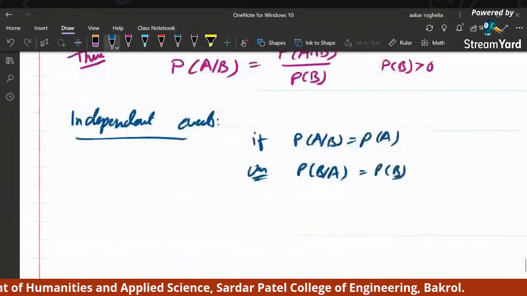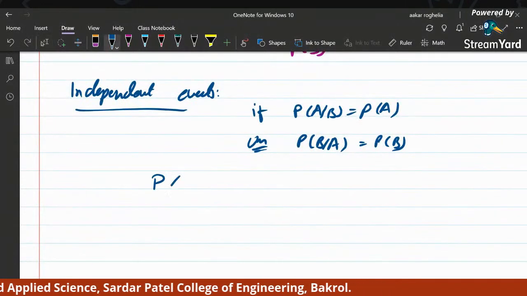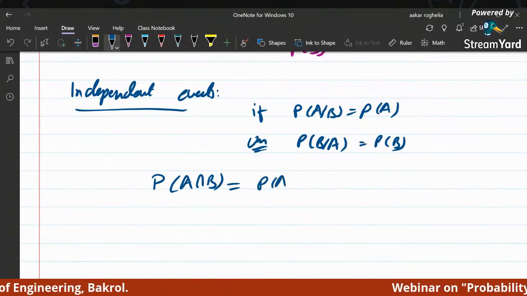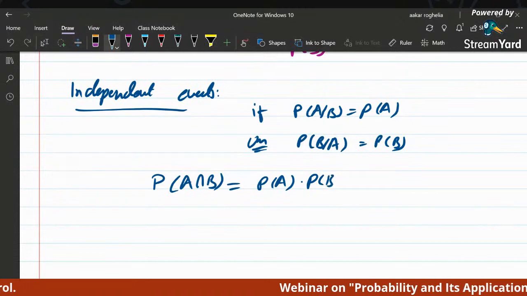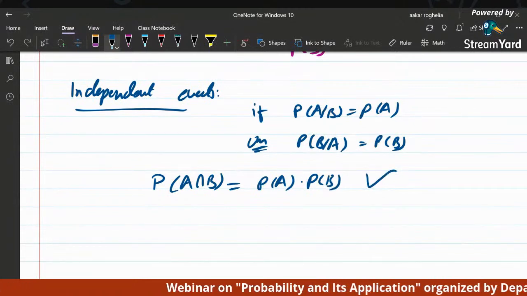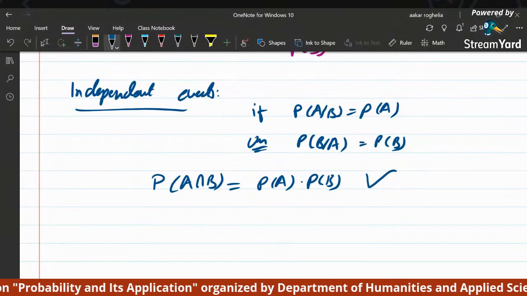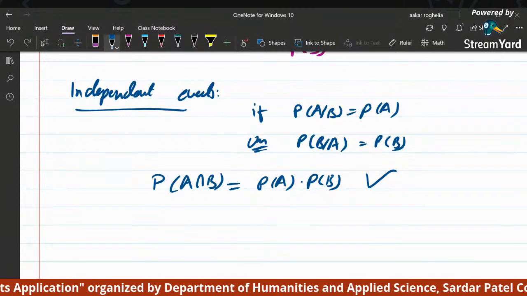Whenever they are independent events, we can say that P of A intersection B will be the same as P of A times P of B. You can check this condition as well, to see whether it is an independent event or not.